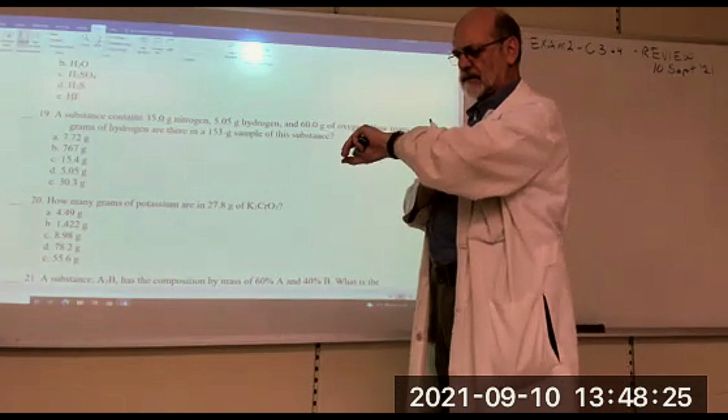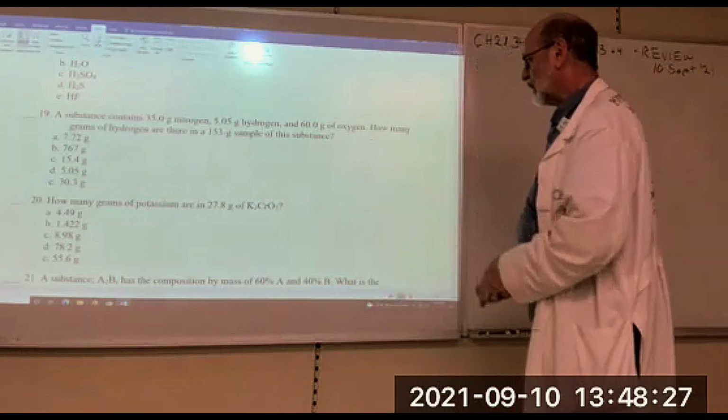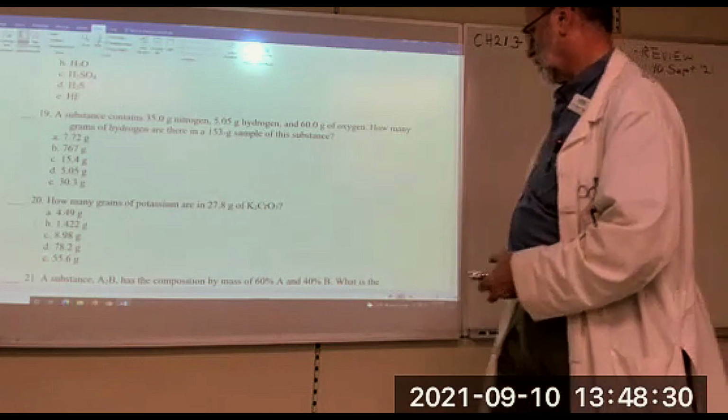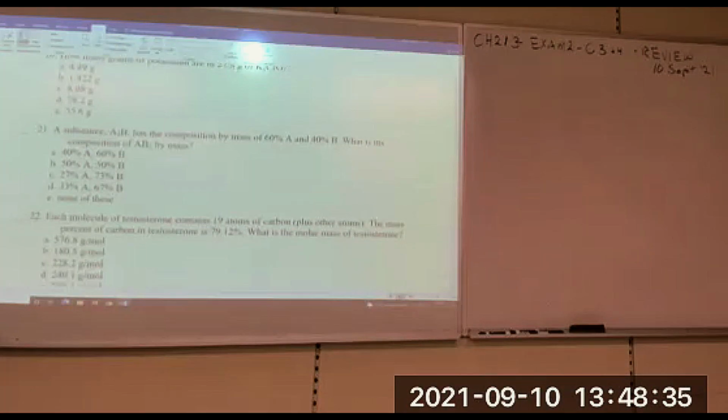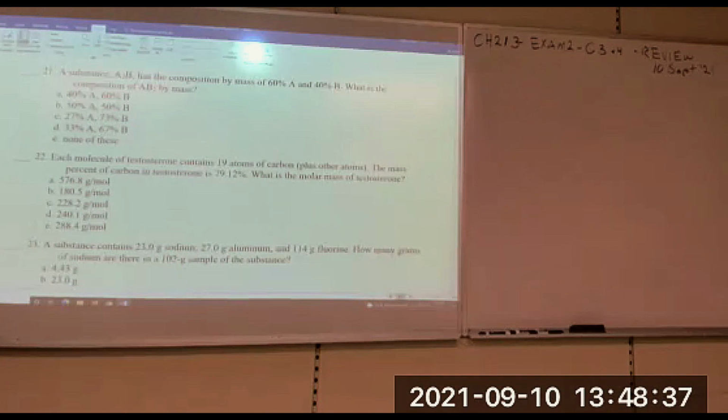Okay. Then moving along. How about 21? That looks like a brain teaser. A substance A2B has the composition by mass of 60% A, 40% B. What's the composition of AB2 by mass? That give anybody trouble? Didn't give anybody trouble? Or did you get to it? Maybe you skipped over it. No, I didn't do much of this over the week. I've had a lot of family issues.